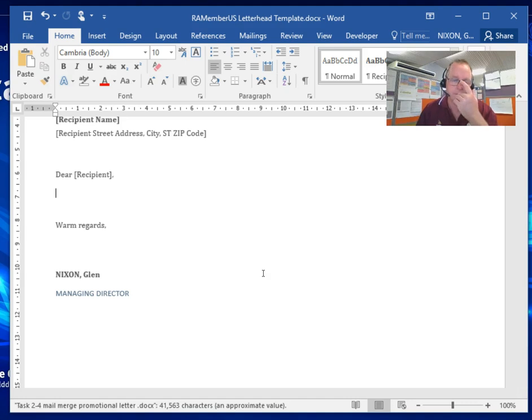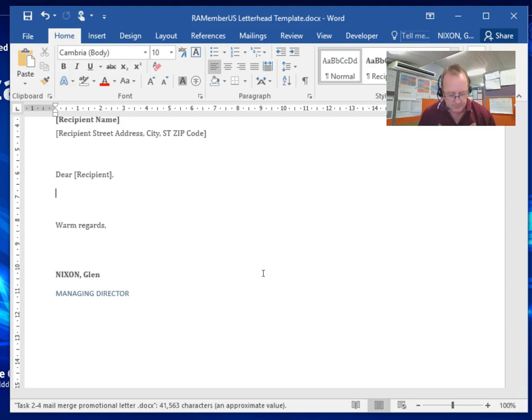Now, all you need for this promotional letter is about 3 to 4 paragraphs. Your paragraphs only need to be 2 to 3 sentences long. I'm just going to give you a general idea of what could go in each of these paragraphs, but it will be up to you to write the letter fully.